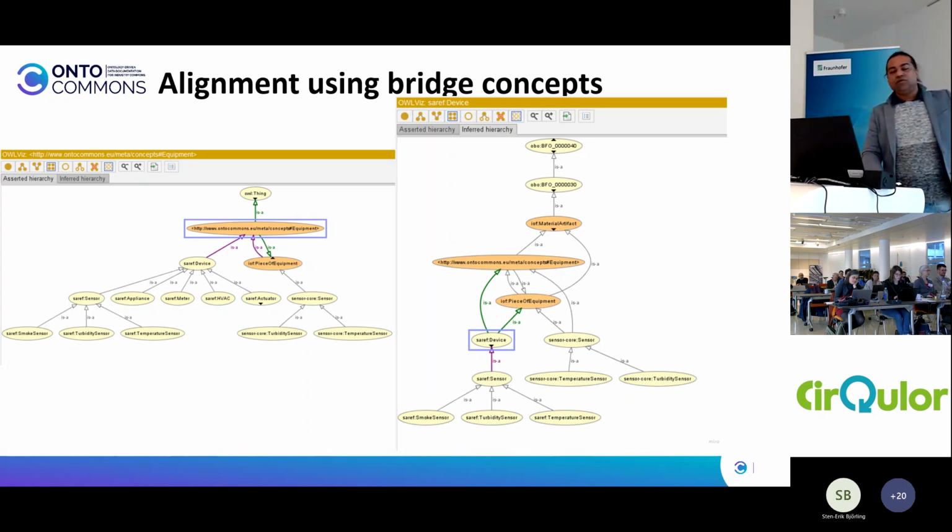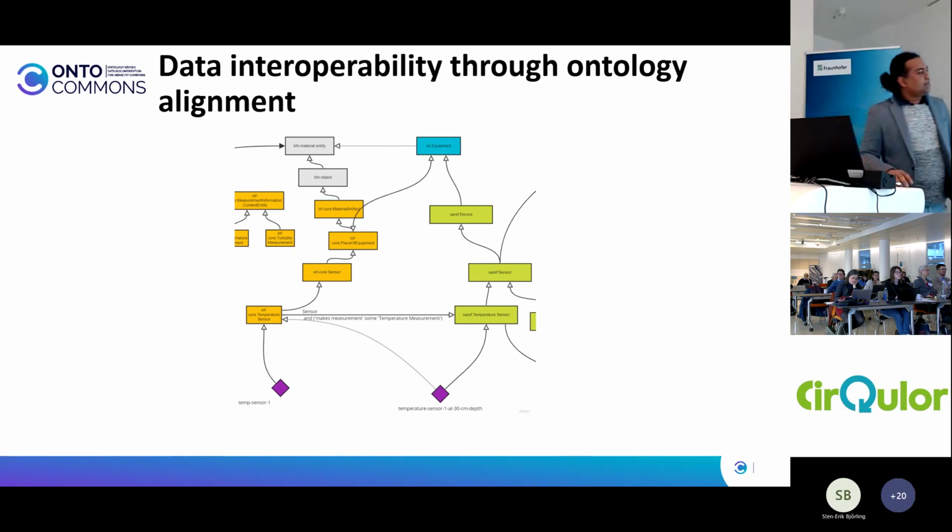And by doing that, when you run the reasoner, it maps this data from one class to another. One example is that there is a temperature sensor declared under IOF Core, and a temperature sensor declared under SAREF. As you have the mapping between the IOF temperature sensor and the SAREF temperature sensor, this mapping helps this particular instance, the data point of temperature sensor at 30 centimeter depth, to be automatically classified under IOF Core. However, originally it was only under SAREF. That happens because of the bridge concept.